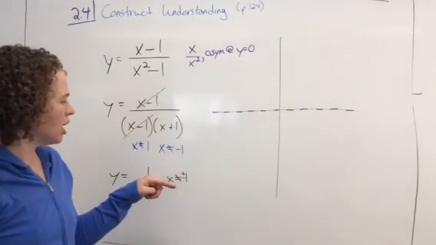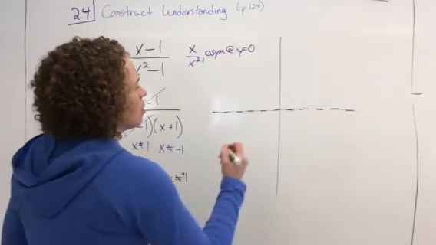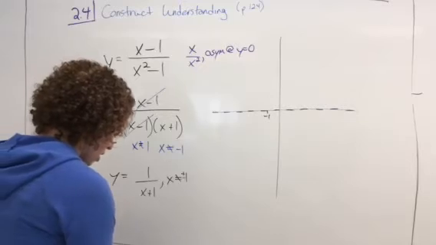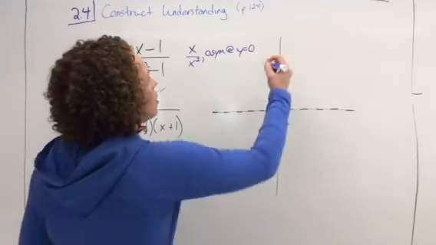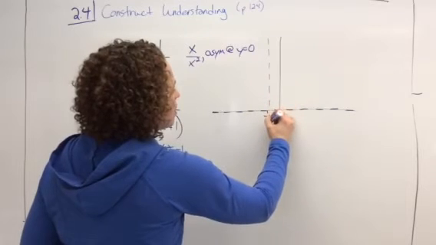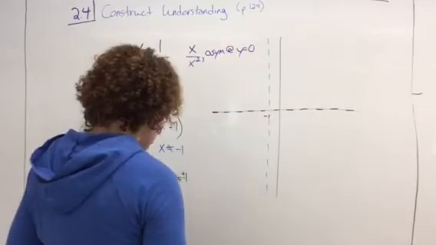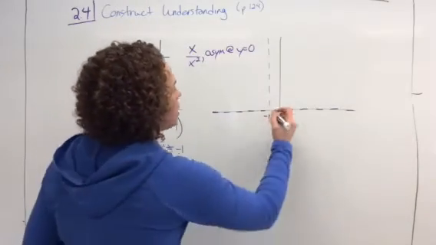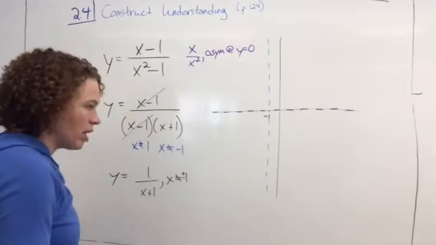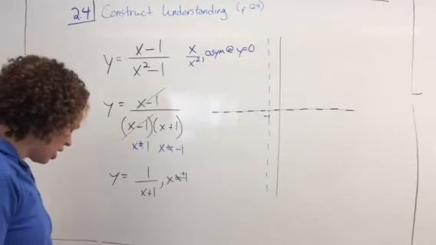So I'm going to go over to x cannot equal negative 1. We'll just make a little tick here on our graph for negative 1. And then we draw our line. Move that over for clarity. So we know we have an asymptote at x equals negative 1.